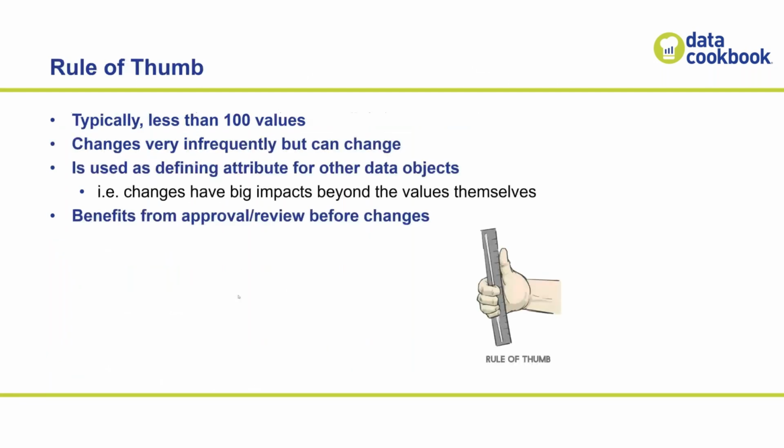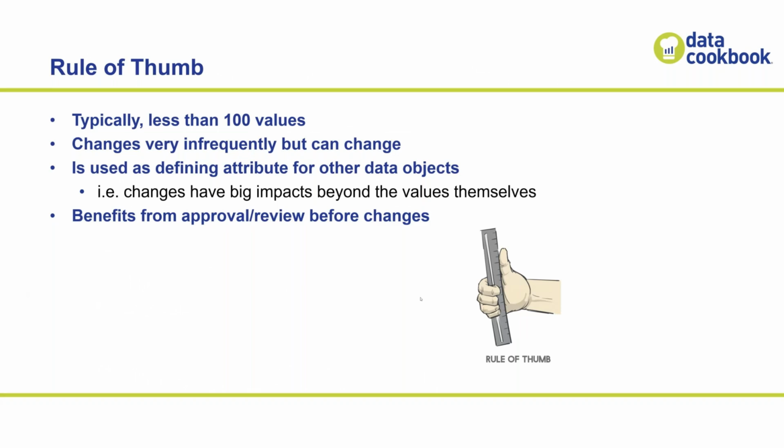So quick rule of thumb is it's typically something that's like less than 100 values. It's not always the case, but it tends to be helpful. Things that change very infrequently but can change, and things that are used in defining attributes of other data objects, meaning that changes to this have big impacts beyond the values themselves.